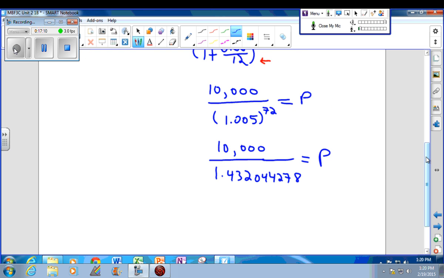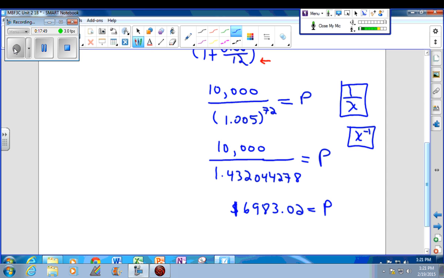Okay. So now what I have here is this number in the denominator, and I'm supposed to divide it into 10,000. What I'm actually going to do is divide this 1.43 by 10,000. And then I'm going to take the reciprocal, which on some calculators looks like that, and on other calculators it looks like that. I'm just going to press that button. Okay. And then we got a number, which is a dollar amount, 6983.02. I just rounded it off to 2 decimal places because that's our answer, right? We don't need it again.